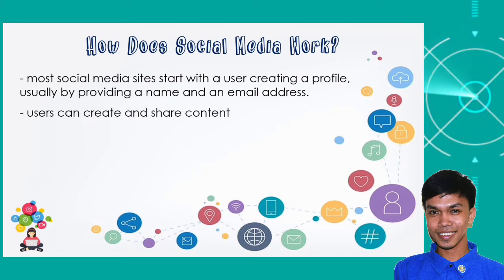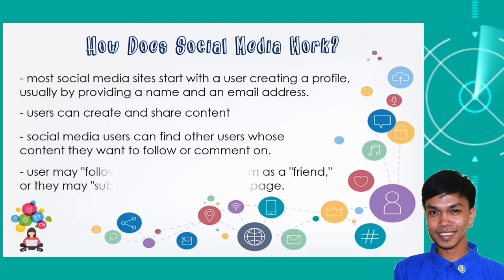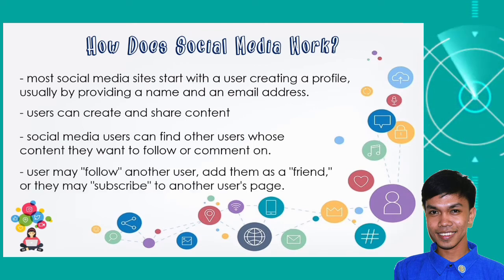For instance, an Instagram user with a new account can take a picture and share it on their profile with a caption. In addition to creating content for their profile, social media users can find other users whose content they want to follow or comment on. Depending on the type of social media, a user may follow another user, add them as a friend, or they may subscribe to another user's page.